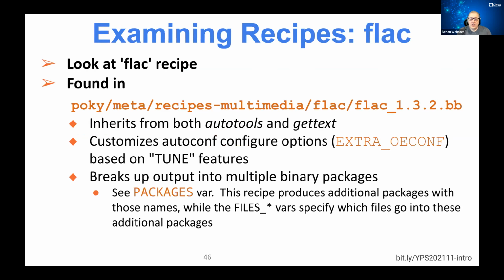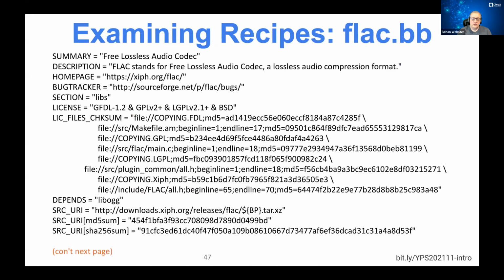Next, we have FLAC as an example. This is going to show us inheriting from both autotools and gettext, and it's going to play with EXTRA_OECONF and a few other things, just showing you what it looks like. Again, here we have our descriptive metadata up here: summary, description, homepage, bug tracker. We have our packaging information, in this case, the section that it's going to be in as far as packaging is concerned. Again, not really important for things like RPM, but IPK and DEB use this.